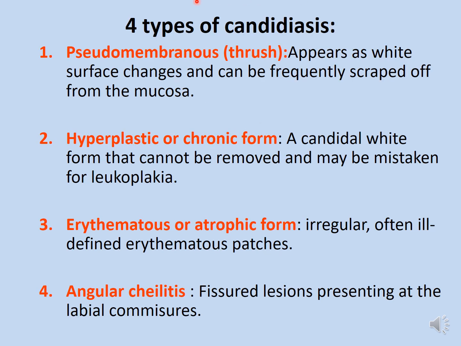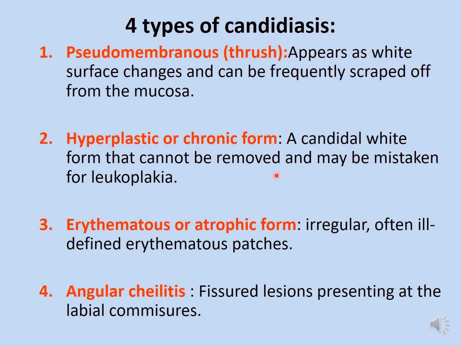So now there are four clinical types of candidiasis. All right, pseudomembranous, also called thrush. Okay, it appears as a white surface change and can frequently be scraped off the mucosa. This lesion will again be covered as part of red and white lesions. It's called pseudomembranous because it's like a false membrane on the mucosa which looks like a whitish patch, and when you use a piece of gauze to scrape it off, it gets scraped off and leaves a raw area.